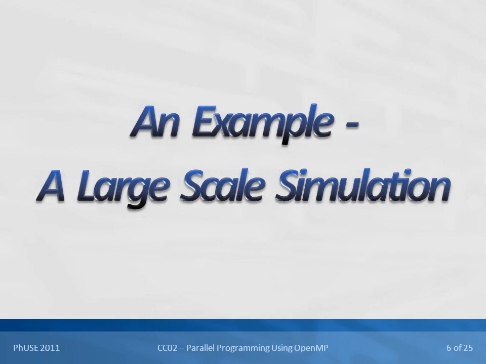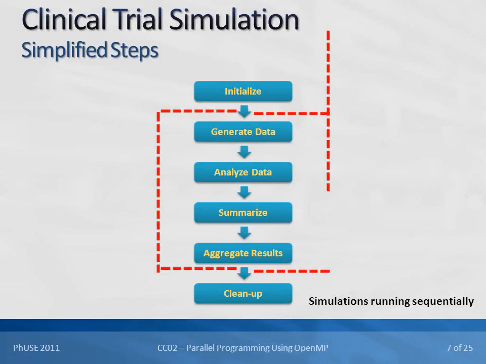So let's look at our example, large scale simulation. The simulations that I have worked on typically go through these steps. You perform the initialization, then you generate the data. This step also involves generation of random numbers. Then you analyze that data, and then you summarize and combine your results, or aggregate your results, and perform some cleanup at the end.